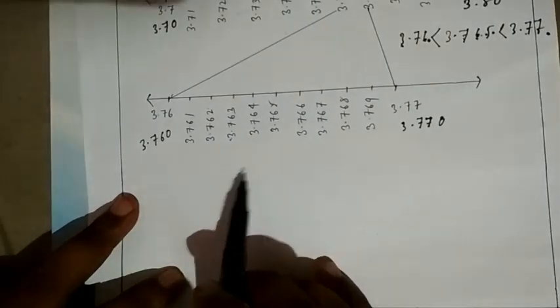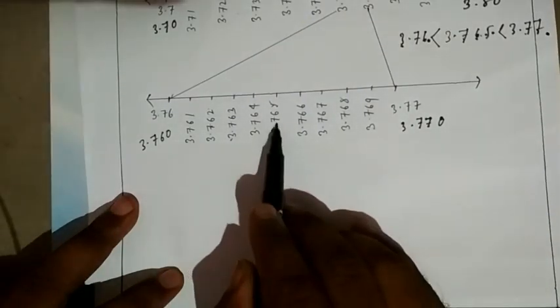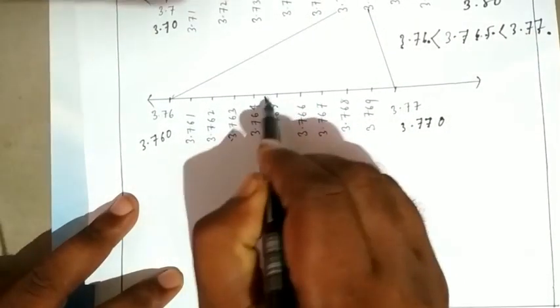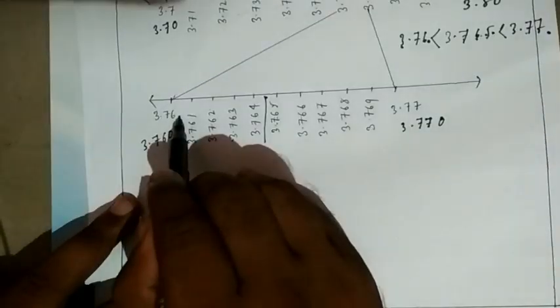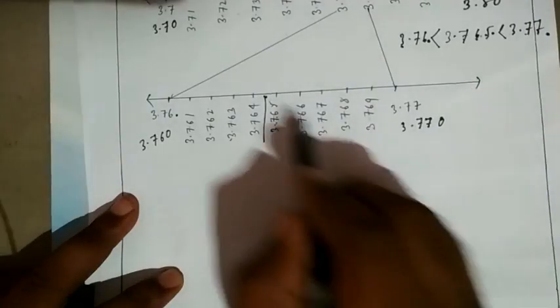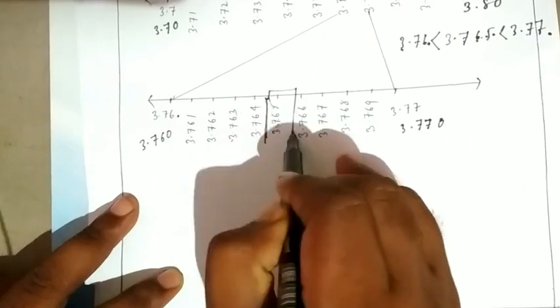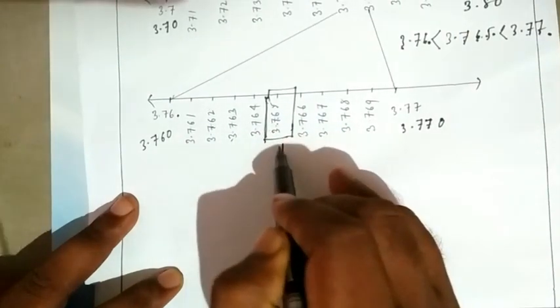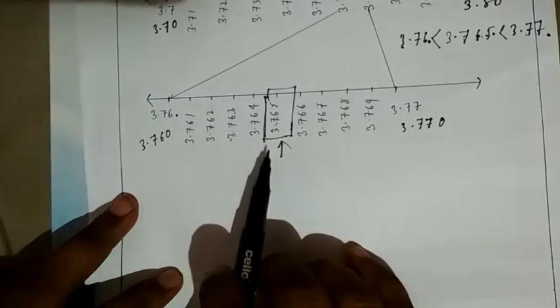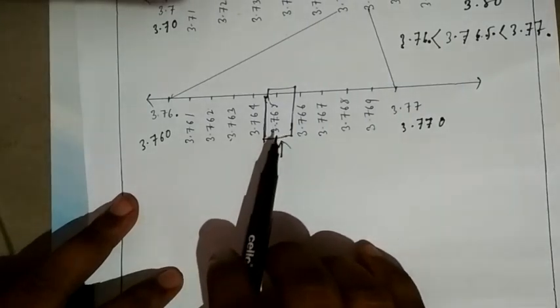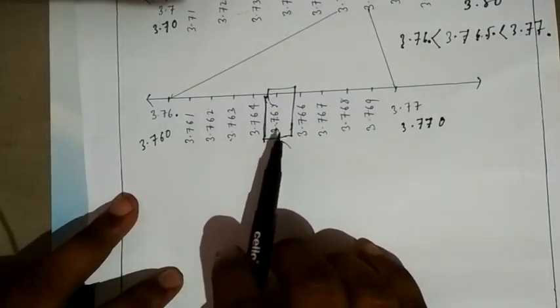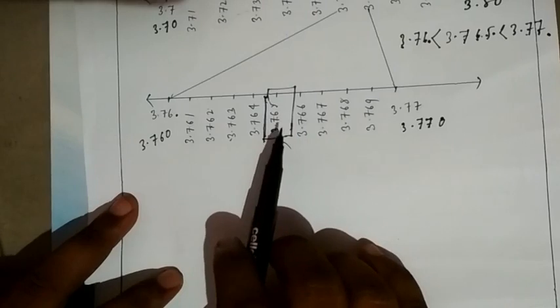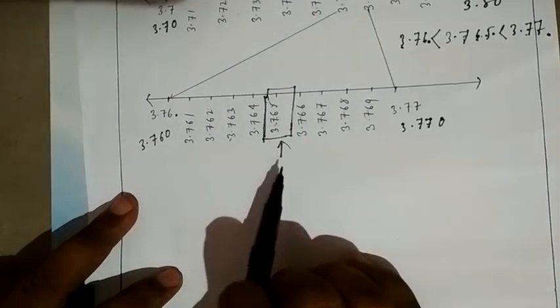Now our required number, you find in between 3.76 and 3.77, where will it lie? Our required number is 3.765. It will lie in between 3.76 and 3.77. So just highlight our required number. In this way you can represent 3.765 on the number line by using the successive magnification method. Understood?